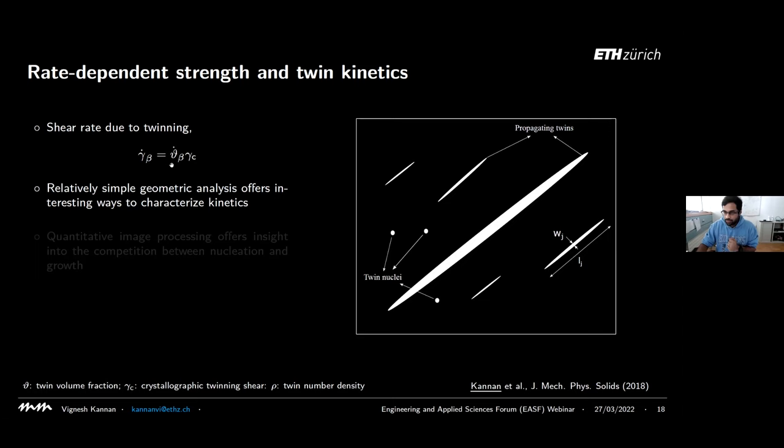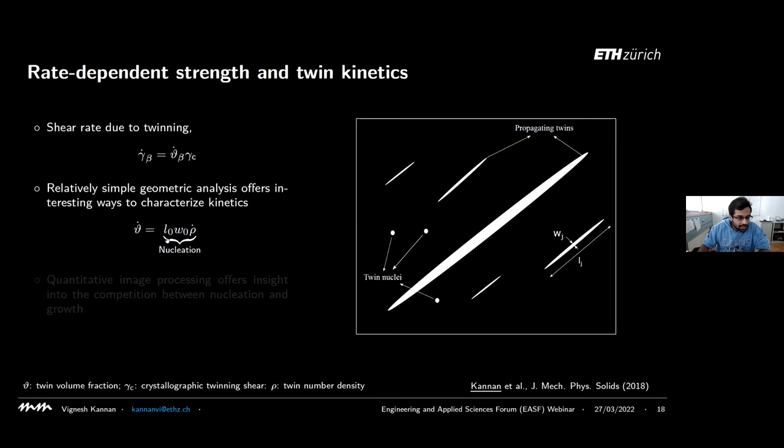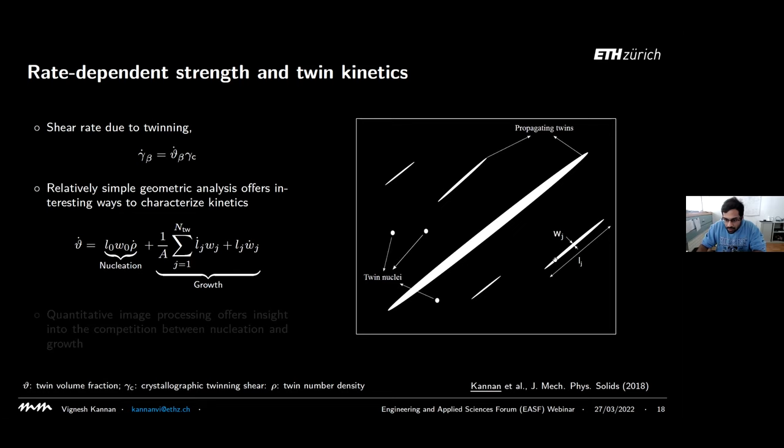So one thing you could do from this twin volume fraction rate, using simple geometric analysis, is to separate it into a nucleation rate, where rho is the number density of twins. So at a given image, I have so many new twins that kick in, and you can calculate a twin number density. And then you have a growth rate, which is effectively L dot, the tip propagation velocity, and W dot, the boundary propagation velocity. Remember, we measured this in our experiments.